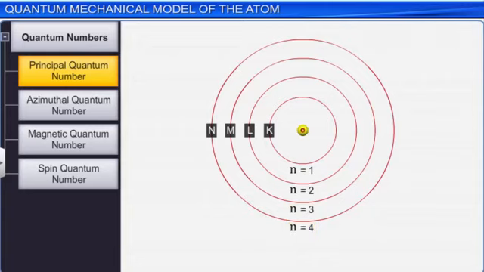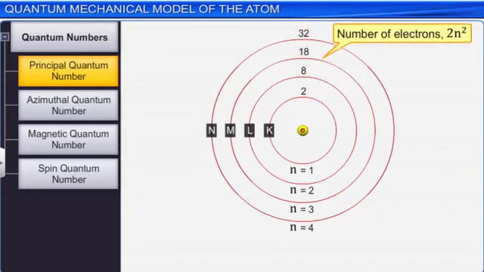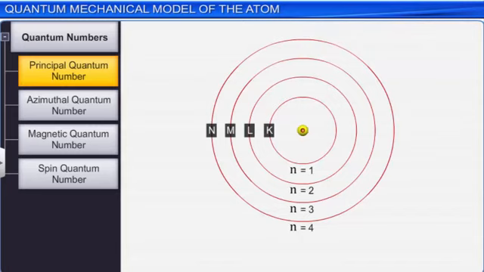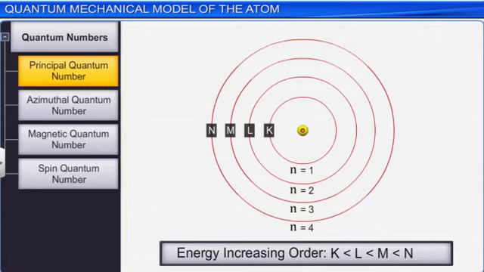The number of electrons in a shell is given by 2n square. Therefore, for n equal to 1, there will be 2 electrons in the K shell, and for n equal to 2, there will be 8 electrons in the L shell. The number of electrons in M and N shells will be 18 and 32 respectively. As the energy increases with the increase in n, the energies of the various shells follow the sequence K less than L less than M less than N less than, and so on.